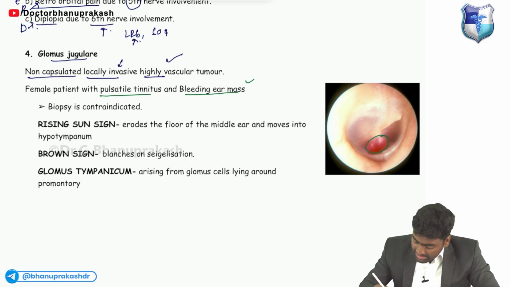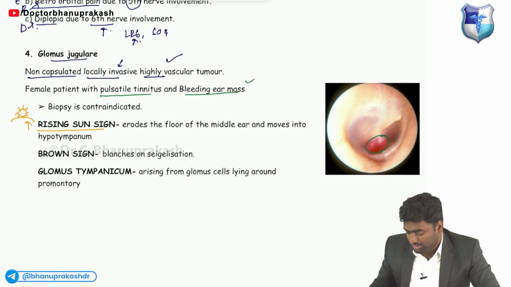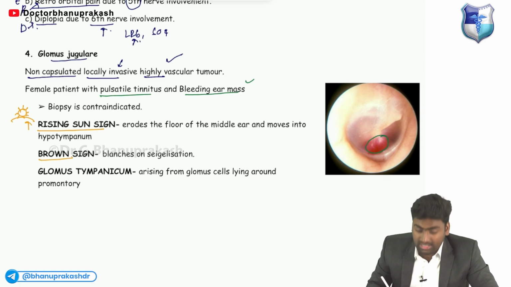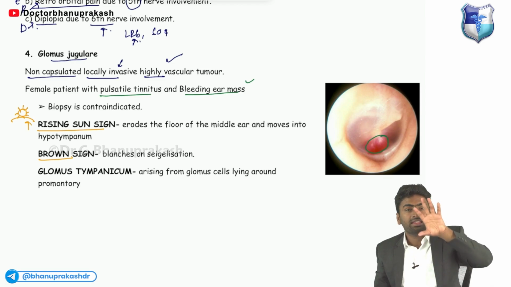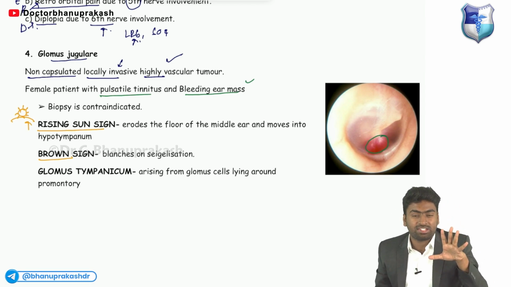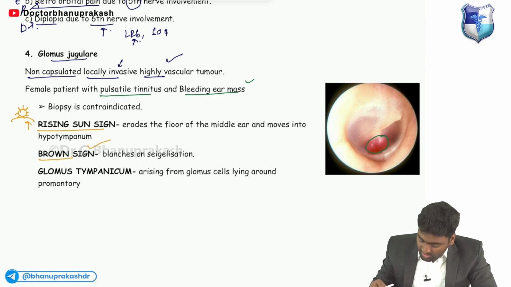So it is known as what? It is known as the rising sun sign. Okay, like it is coming up from below. Then there is one more sign: if you put pressure with an instrument, which is known as a Siegle's speculum, then this blood will blanch. So this blanching is named the Brown sign. Okay, the blanching is known as the Brown sign.